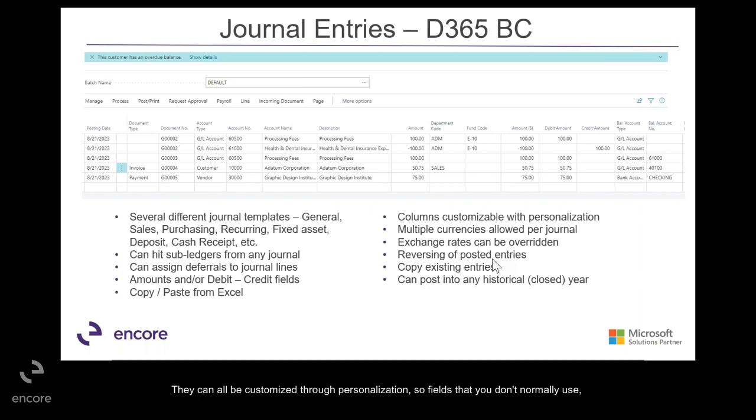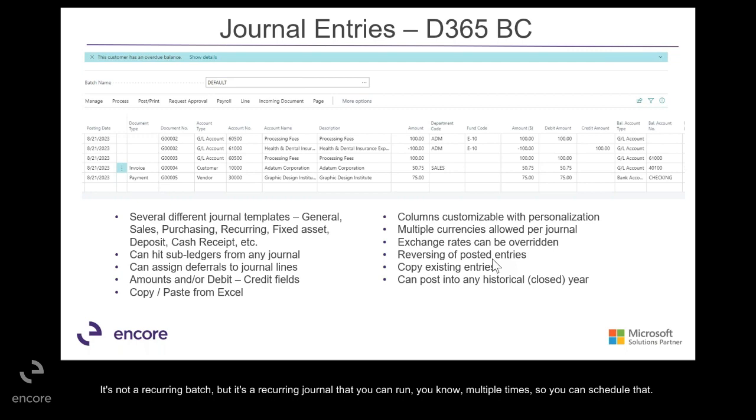Fields that you don't normally use, you can hide, and you can add another field since it's for your user only. You can use multiple currencies per journal. The exchange rates can default in from your exchange tables, but then they can be overridden on the journal. You can do reversing of posted entries. We can copy posted entries into new entries, and we also have what are called recurring journals. It's not a recurring batch, but a recurring journal that you can run multiple times.